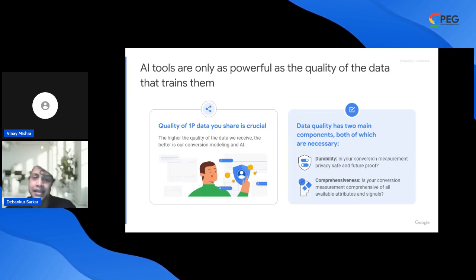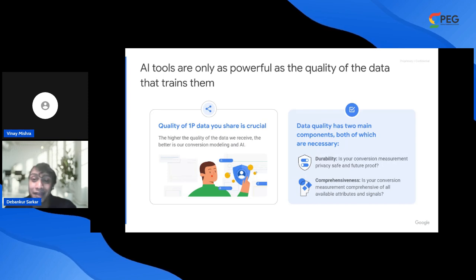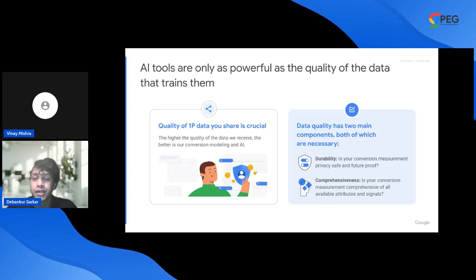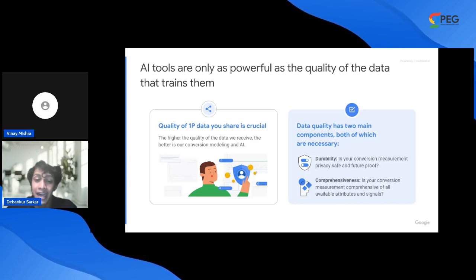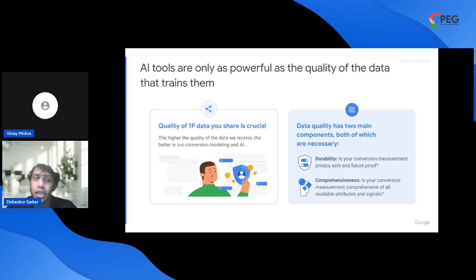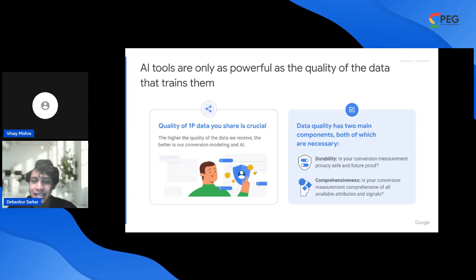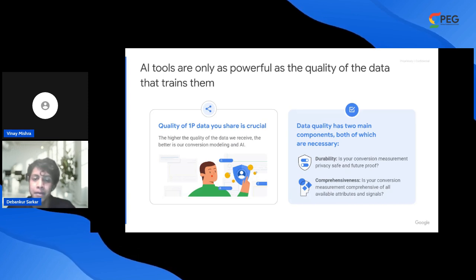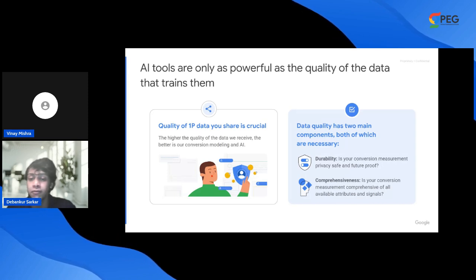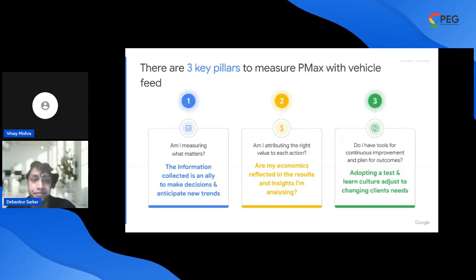And then second, we have comprehensiveness, right? This component basically addresses whether your conversion measurement is comprehensive of all available attributes and signals, right? The more complete the picture you provide, the better the AI can actually understand and optimize. So overall, just to summarize, investing in the durability and comprehensiveness of your first party data is not just a best practice, it is actually a necessity to unlock the full power of AI for your campaigns.